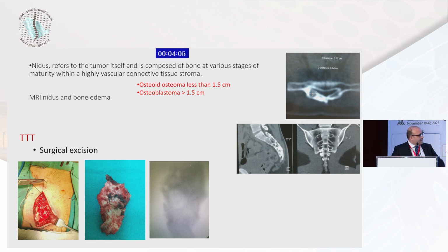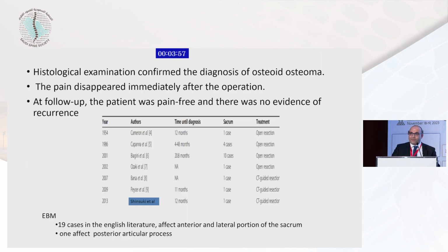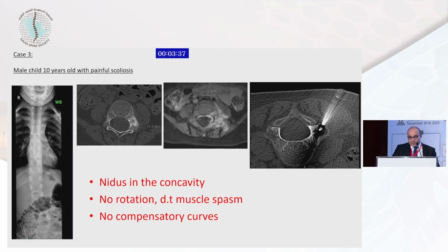And this is the immediate image intensifier X-ray for this, showing the void of the lesion, and post-operatively the patient was happy. And I searched the internet for what is published regarding osteoid osteoma in the sacrum, and I found it is only 19 cases published in the English literature. So my case is the 20th case in the literature.